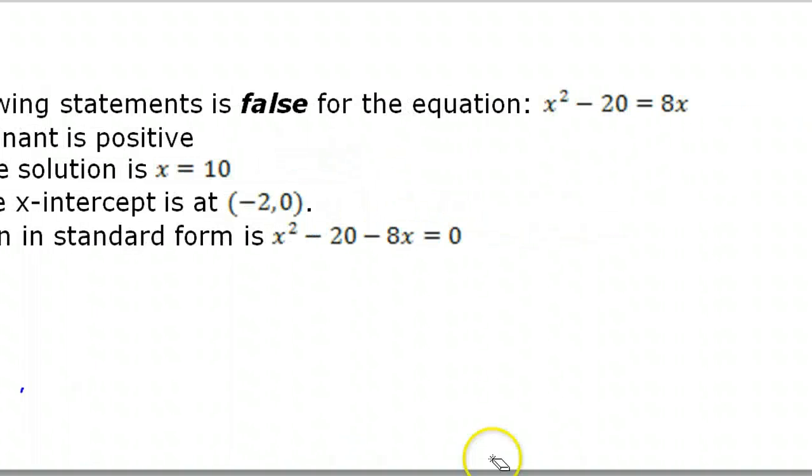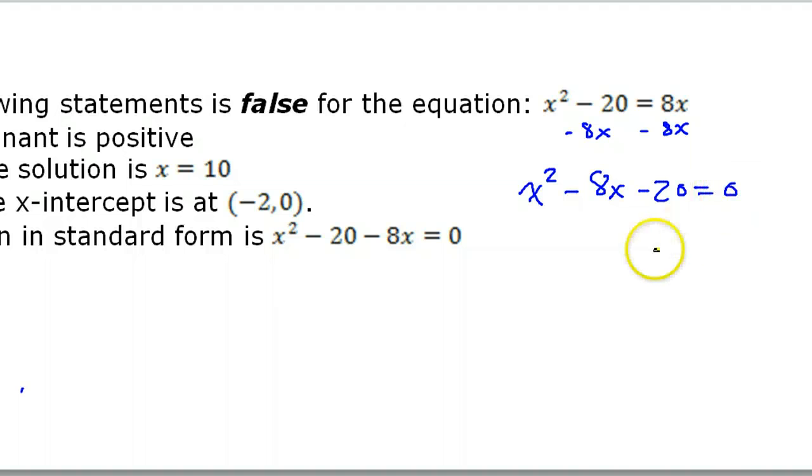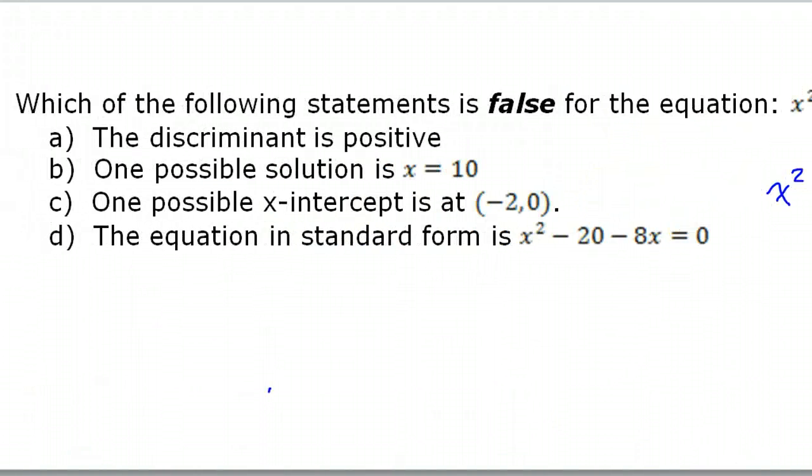Alright, which one is false? Well, let's check it out. First of all, let's subtract 8x from both sides to put it in standard form. So that'll be x squared minus 8x minus 20 equals 0. That's standard form. So we're looking for which one of these is false.